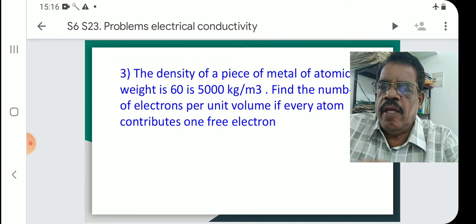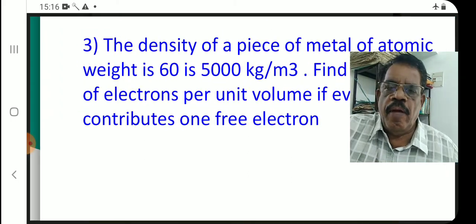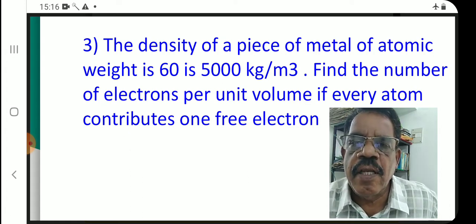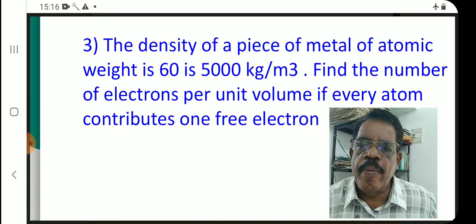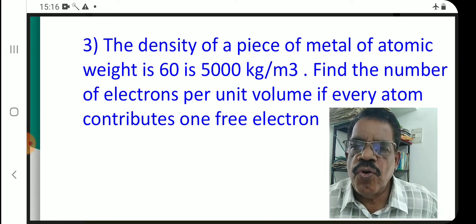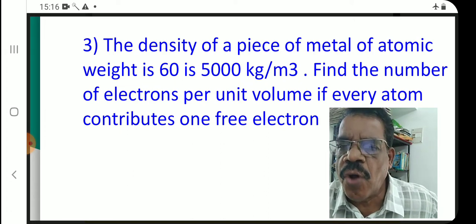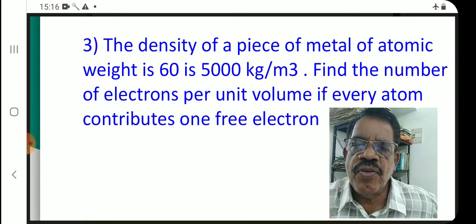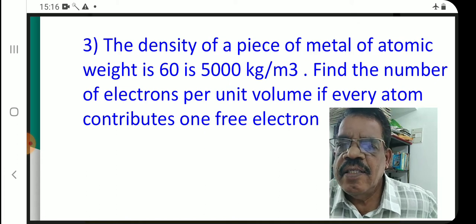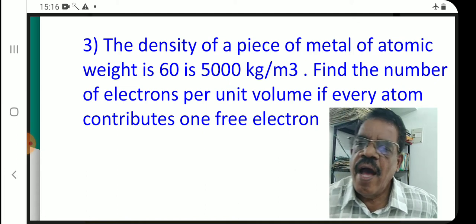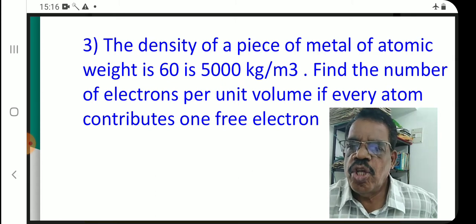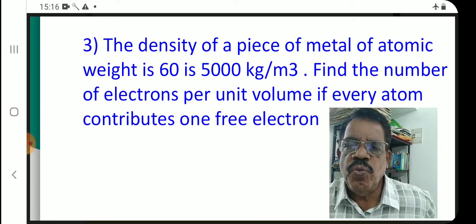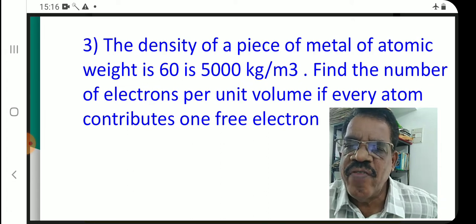Next, problem number 3. There are a number of problems, you can expect one. The density of a piece of metal of atomic weight 60 is 5,000 kilogram per meter cubed. Find the number of electrons per unit volume if every atom contributes one free electron.